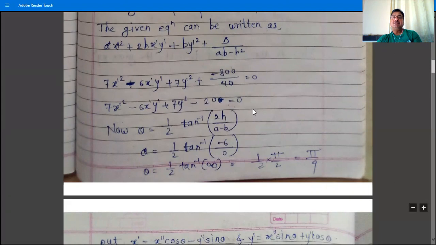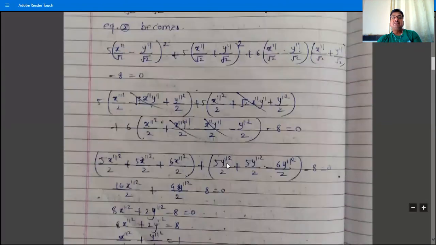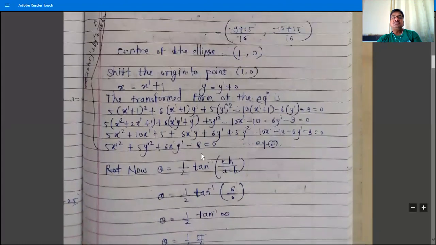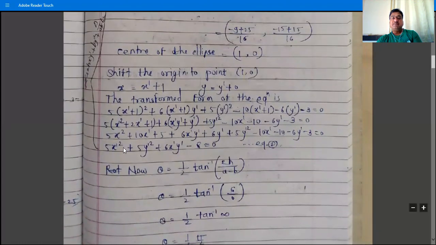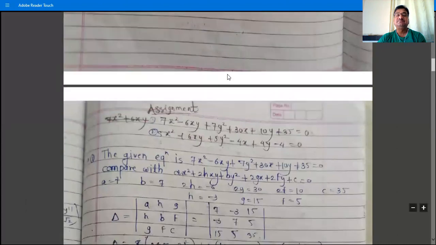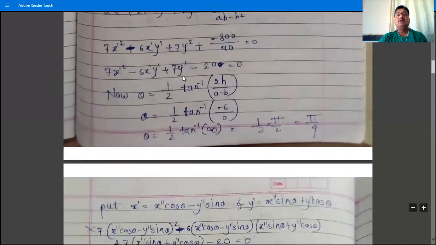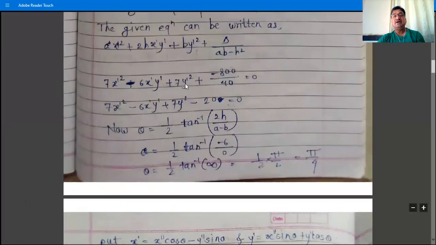So this is equation number 2. The given equation is equation number 1, and this is equation number 2. Instead of this procedure, if we have to obtain equation number 2 directly, then use this formula: ax' square plus 2h x'y' plus by' square plus delta divided by ab minus h square is equal to 0. We have the direct answer, equation number 2, in which the product term is removed and the linear terms are not present. Okay, so this is the equation.